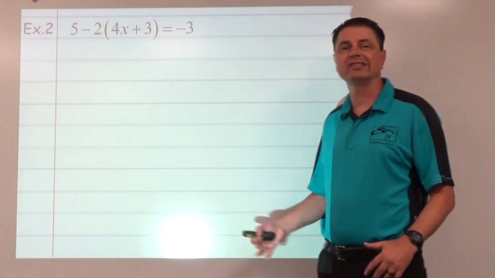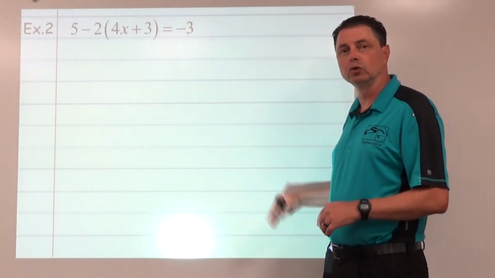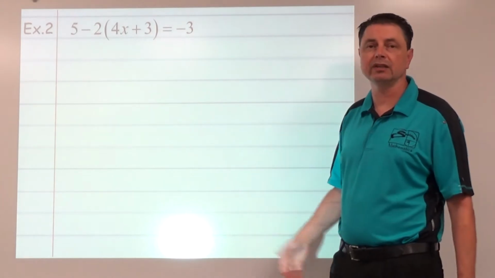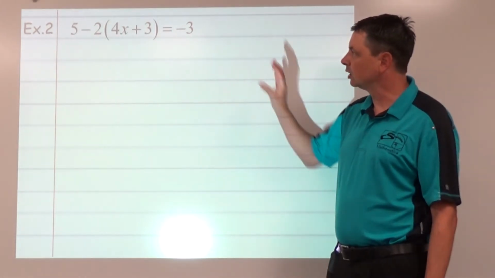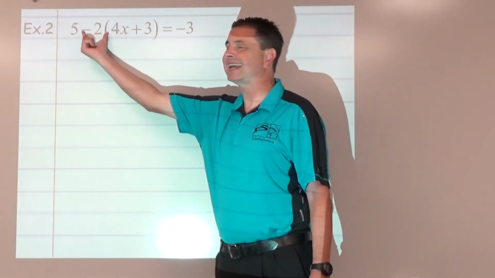Example number 2, the same rules are going to apply. Remember, back when we had listed the rules, at the top there was going to be to remove the parentheses. We do that via the distributive property. So we're going to look at what's in front of the parentheses. And in this case, it's negative 2.